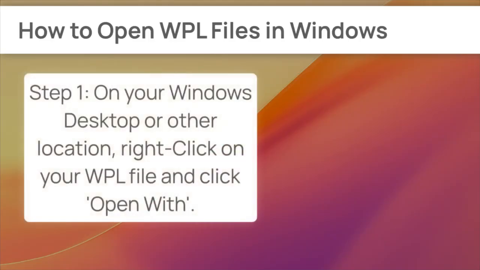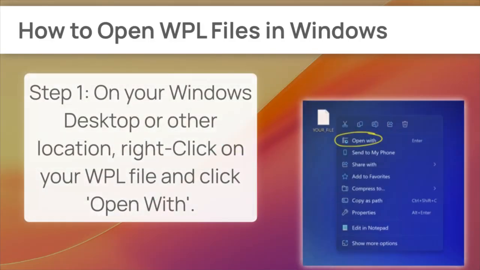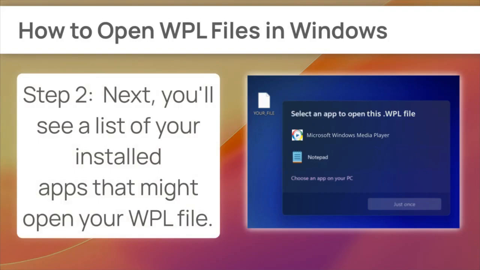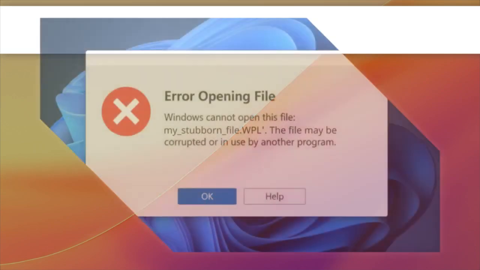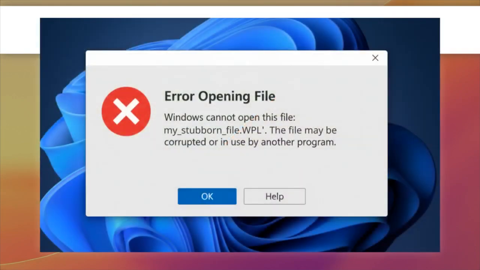Your first troubleshooting move: right-click your WPL file and select Open With. See if Microsoft Windows Media Player is available and test it. If it is not visible, select a different program. Testing multiple openers is standard practice. If the WPL file hasn't opened yet, take a breath.